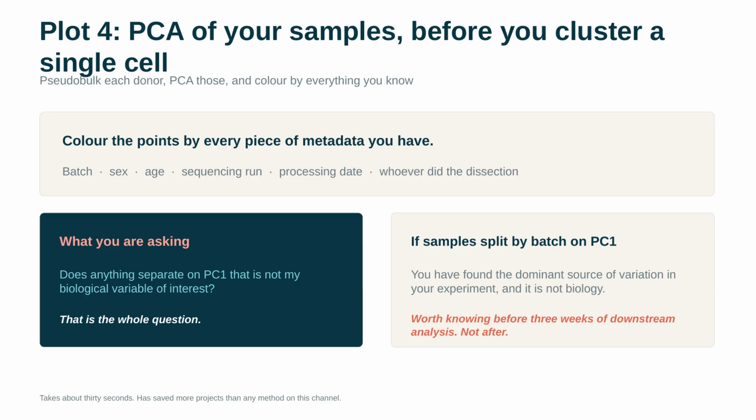If your samples split cleanly by batch on the first principal component, you have found the dominant source of variation in your experiment, and it is not biology. That is worth knowing before you spend 3 weeks on downstream analysis, not after. This plot takes about 30 seconds and it has saved more projects than any method I know.